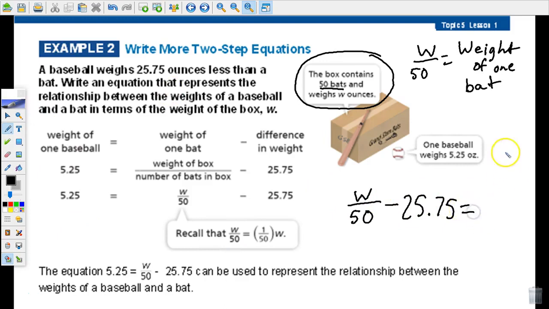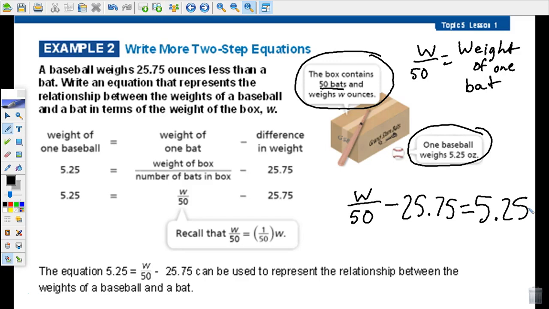We'll just finish our equation over here, but it's saying a baseball weighs that. So it's going to equal how much a baseball weighs. And ding, ding, ding, one baseball weighs 5.25 ounces. 5.25 over here. Okay?